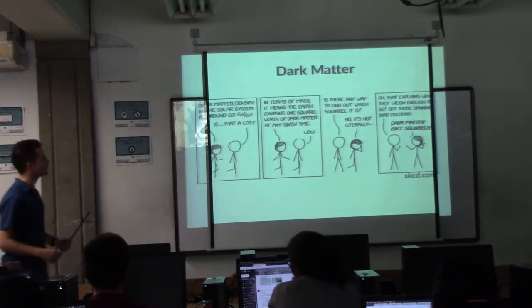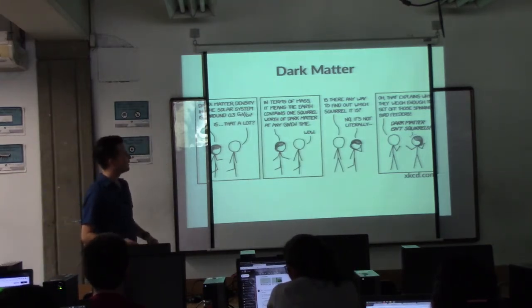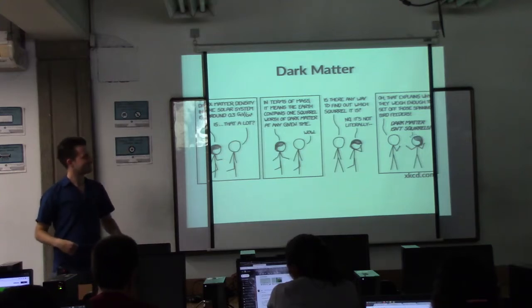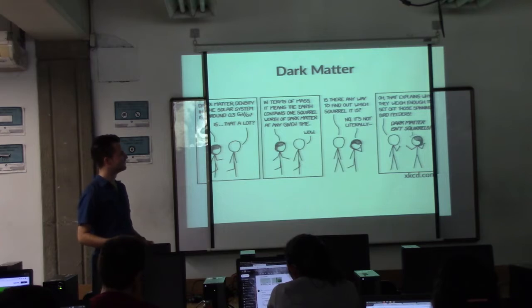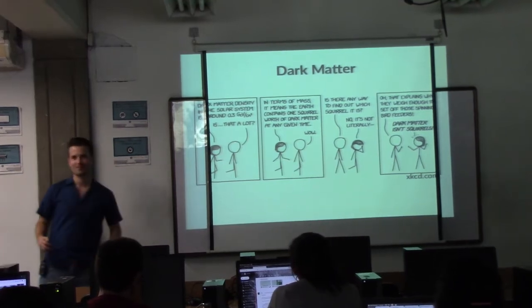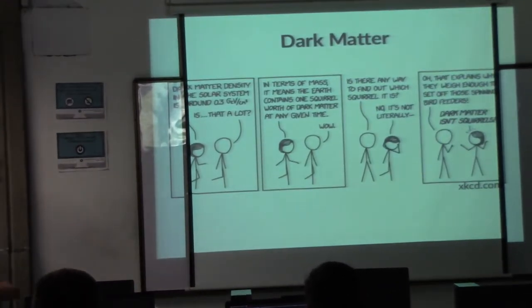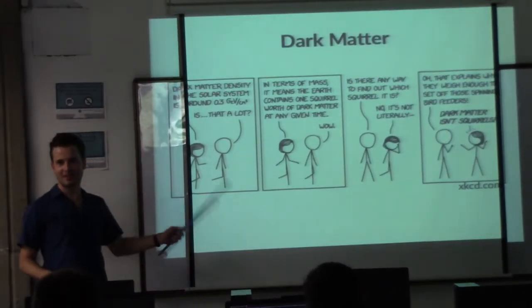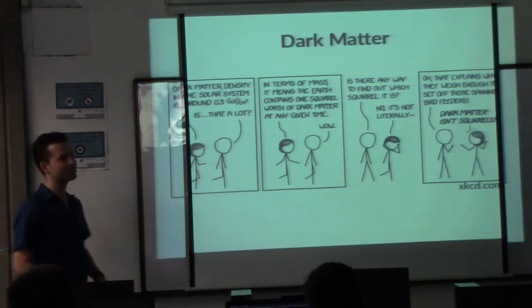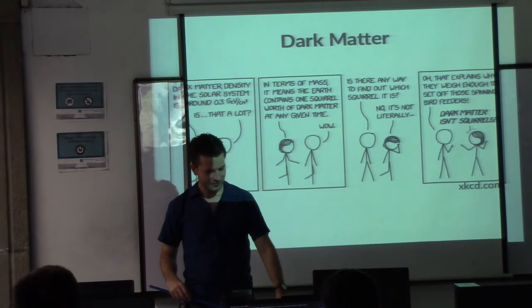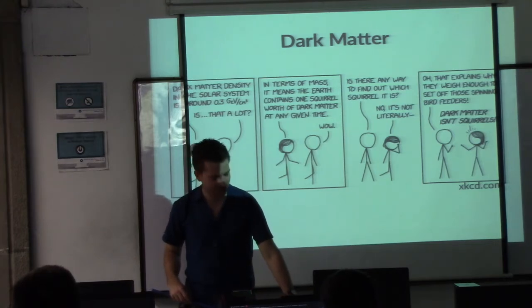For example, it could be a squirrel. This is a comic from XKCD. Basically, dark matter is everywhere. It doesn't weigh much. There is roughly one squirrel of dark matter spread across the Earth.